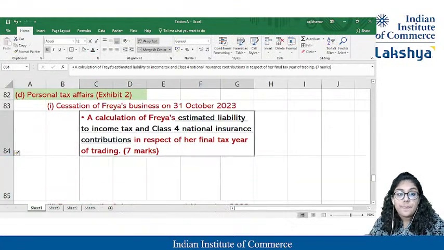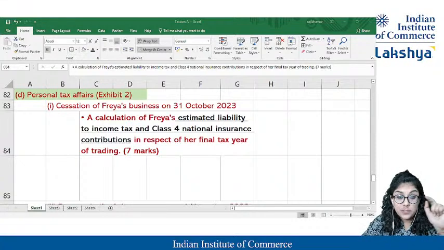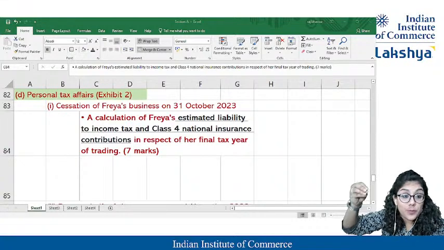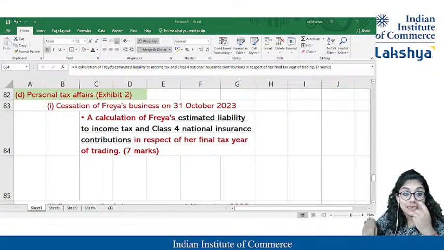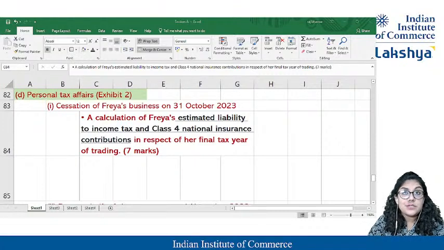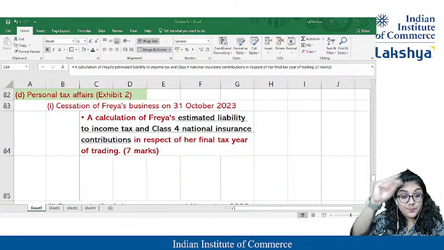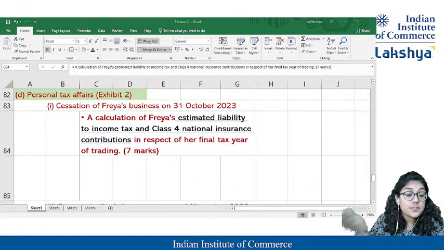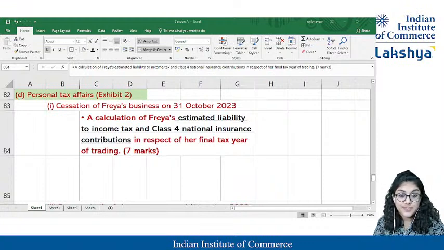Students, we know now, when it is a business, it is not class 1 and class 2. That is for an employer-employee relationship. It can be class 3, class 4. So over here there is a class 4 liability which we have to show. Students, you should remember the tax rates. If you don't remember them, please open the tax rates and just revise them once.